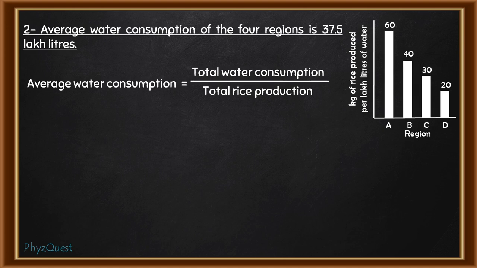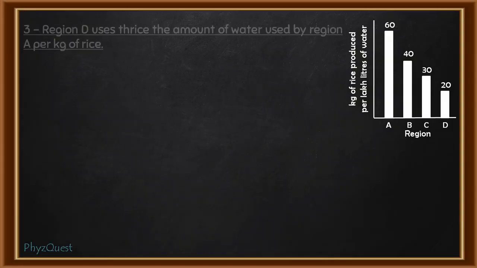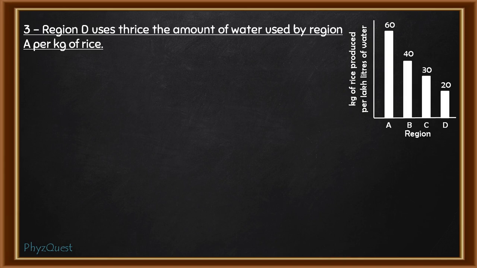So now anyway, we can say that this inference cannot be correct. Incomplete information, I would say. So let's move ahead with the third inference, that is: region D uses thrice the amount of water used by region A to produce 1 kg of rice.